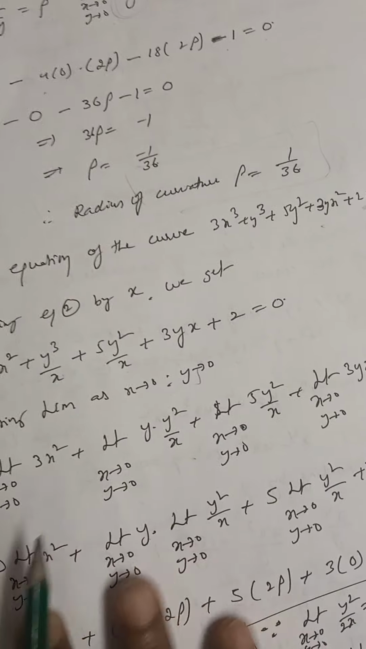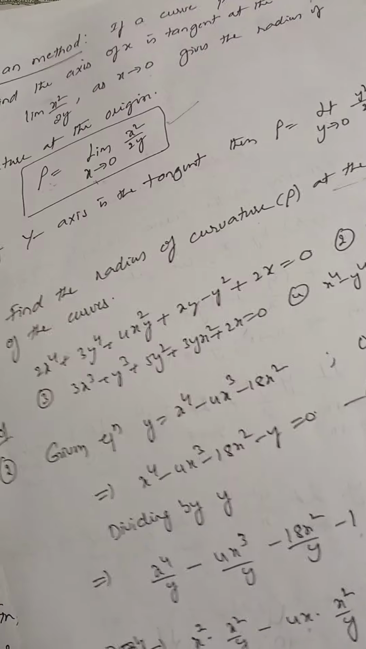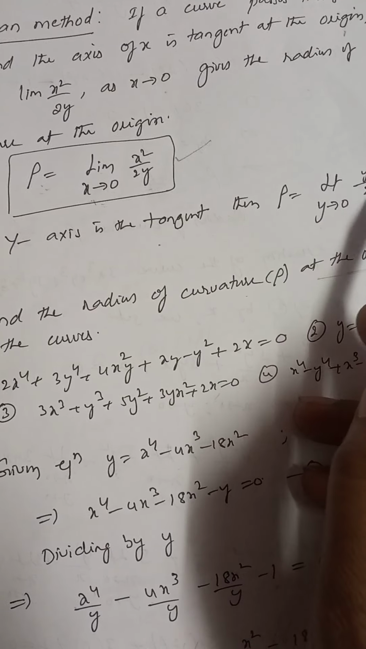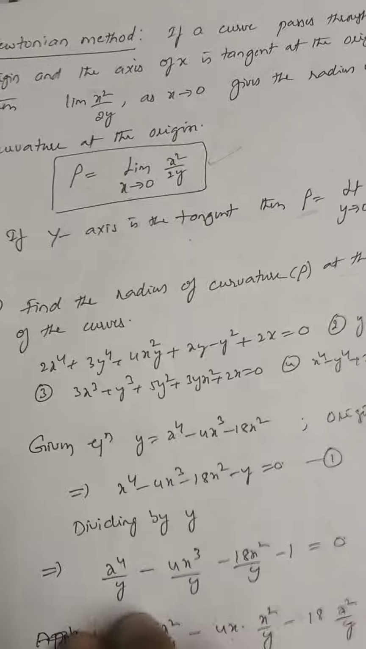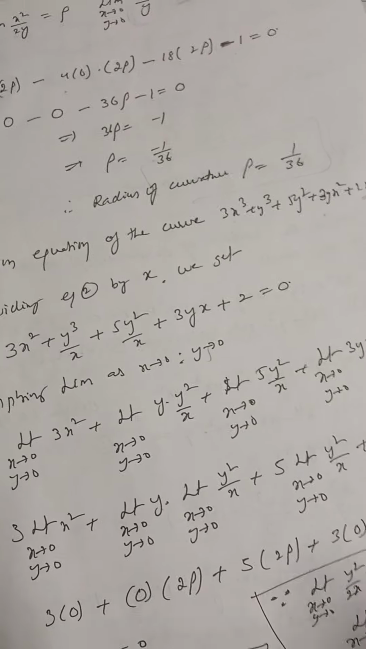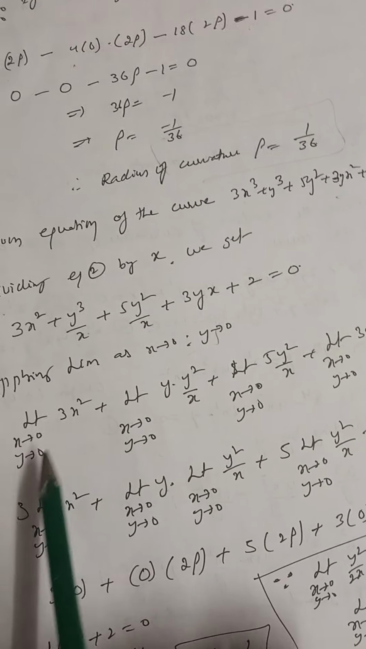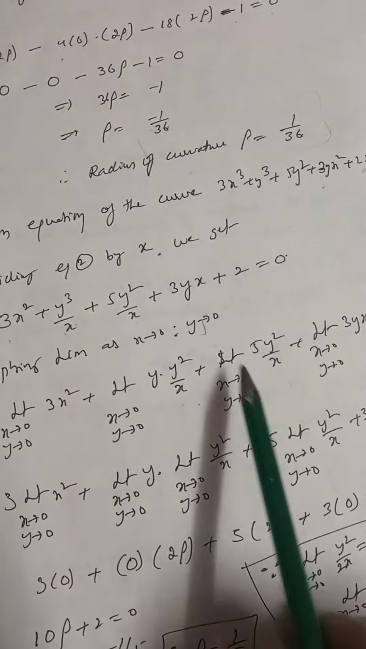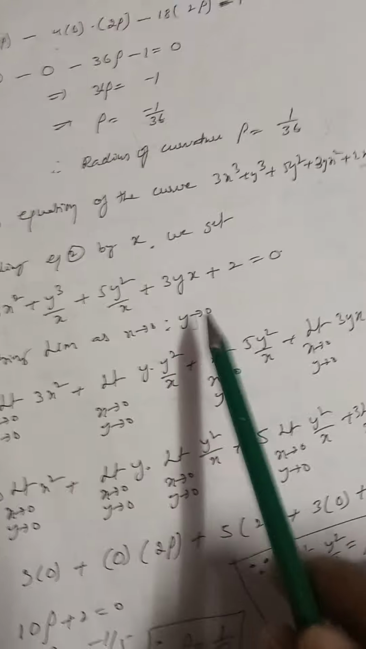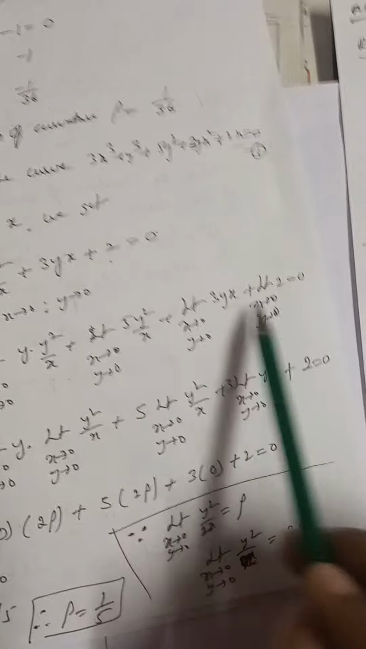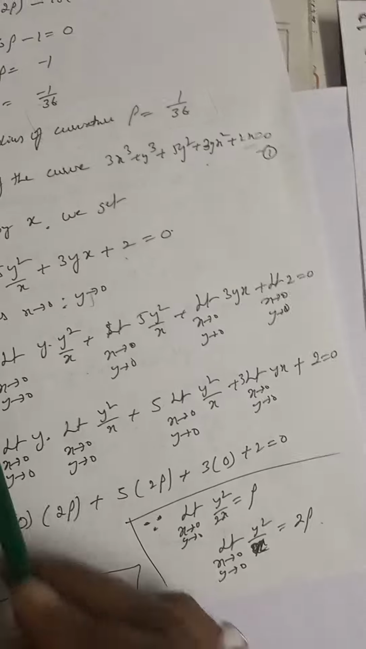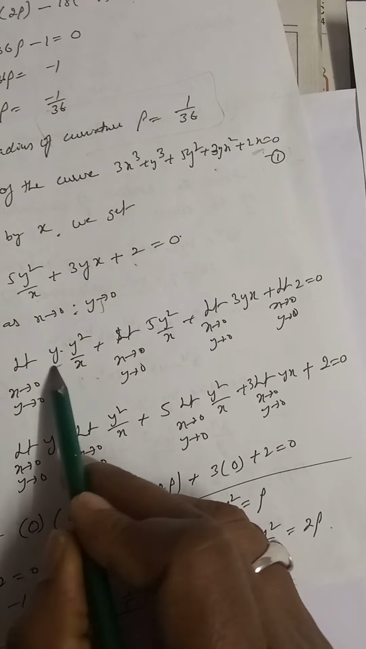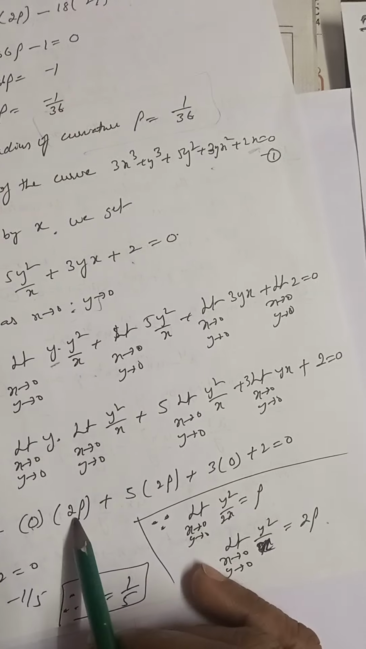Now apply the limit. Here the second form we have to apply. What is the second form? If the y-axis is the tangent, then limit y square by 2x can be written as rho. Okay. Now see here, you apply the limit on both sides. I am separating each term, right? Limit x tends to 0, 3x square, limit x tends to 0, y into y square by x, limit x tends to 0, 5y square by x, and limit 3yx plus limit x tends to 0, 2 is equal to 0. Now if you apply the limit, this 3 into x value is 0. Limit y value is 0. Now limit y square by x is 2 rho, right?